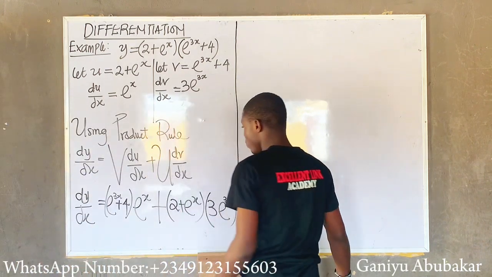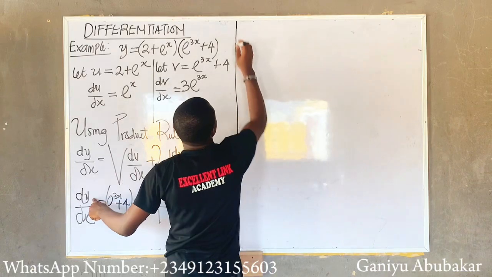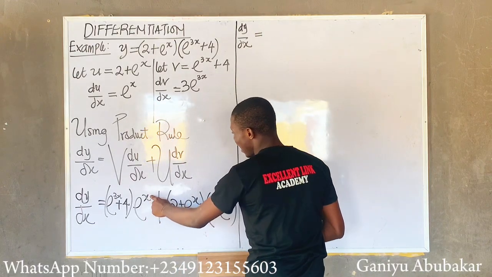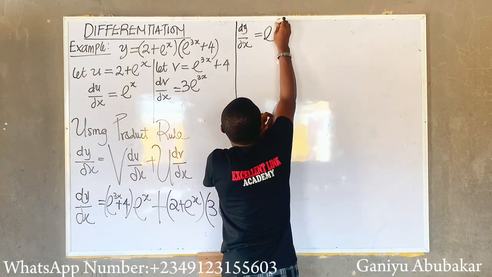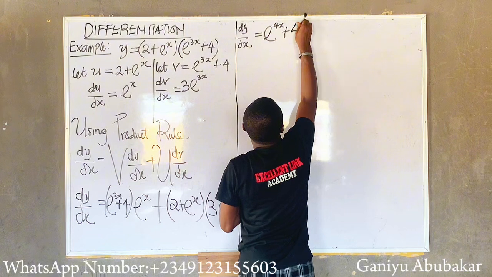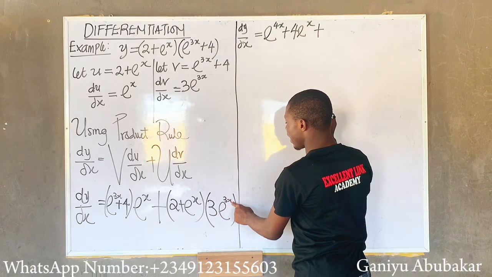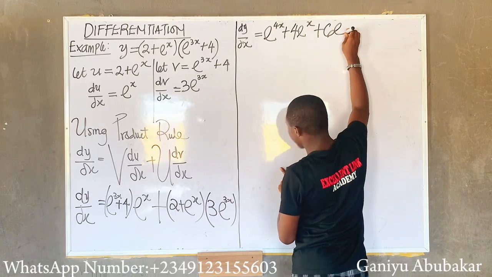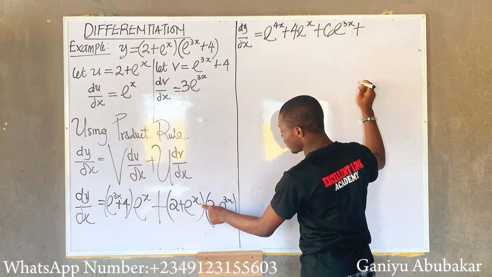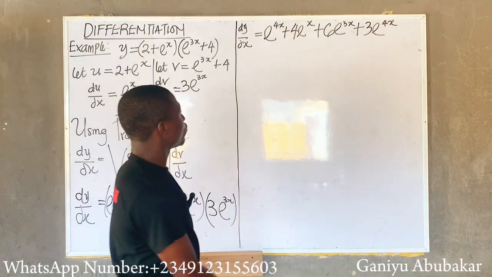From here, I'll have dy over dx equal to exponential x times exponential 3x, which gives exponential 4x, plus exponential x times 4, that's 4 exponential x, plus 3 exponential 3x times 2, that will give 6 exponential 3x, plus 3 exponential 3x times exponential x, I'll have 3 exponential 4x. So I have this one here.